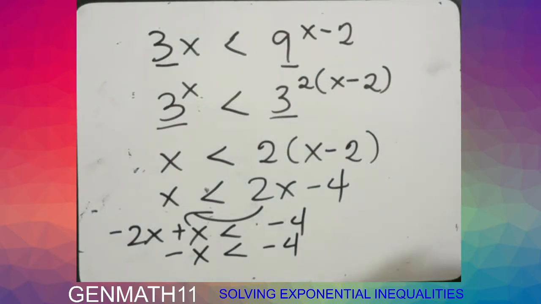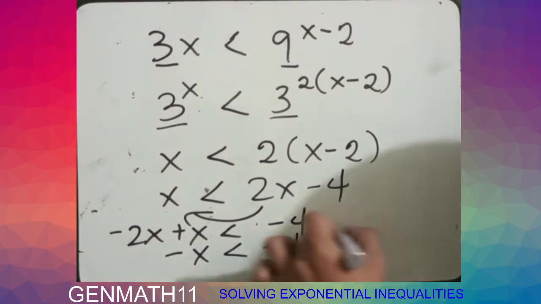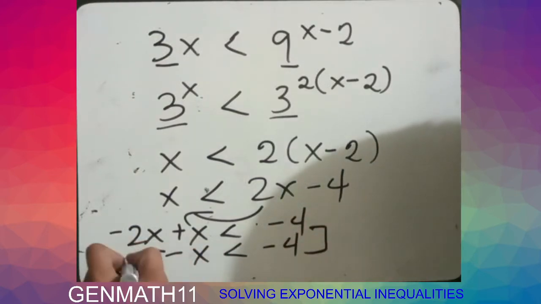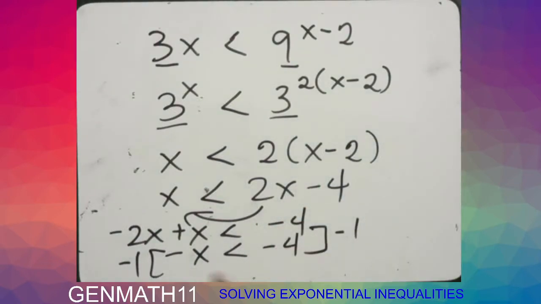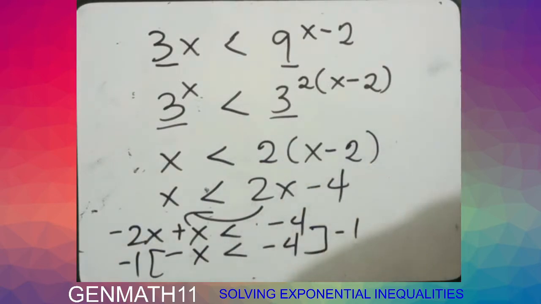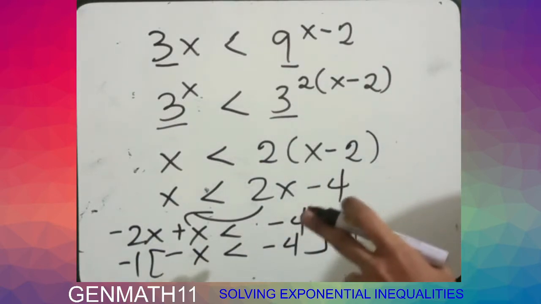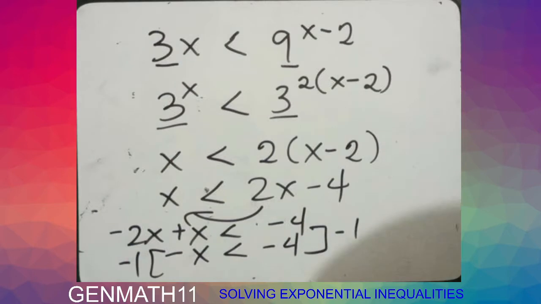So, sa palagay ko, pwede natin gawin is i-multiply siya by negative 1. But kapag nag-multiply tayo ng negative 1 sa both sides, the inequality symbol mababago siya ng pwesto, since meron tayong negative sa x. Okay? So, yun yung case natin kapag ang sinusolve ay exponential inequality.